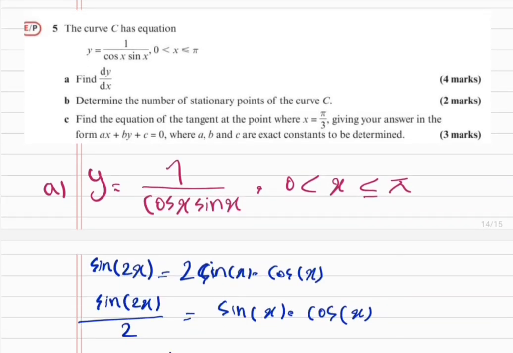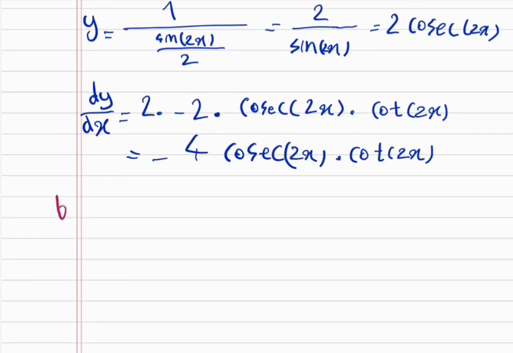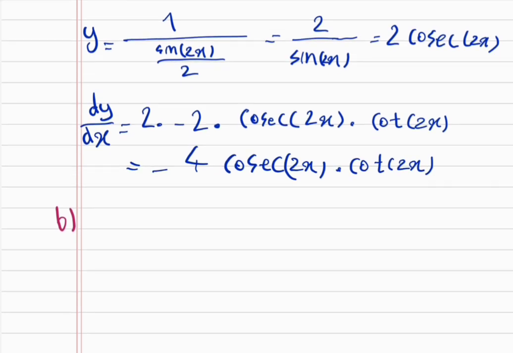Now for part B, we need to determine the number of stationary points of the curve C. Again, whenever we want to find the stationary points, we just need to set the derivative to 0 and then solve that. The solutions give us the x coordinates of the stationary points, or a stationary point. Sometimes there is only one single stationary point. So in this case, the derivative that we found is minus 4 cosec 2x times cot 2x is equal to 0.